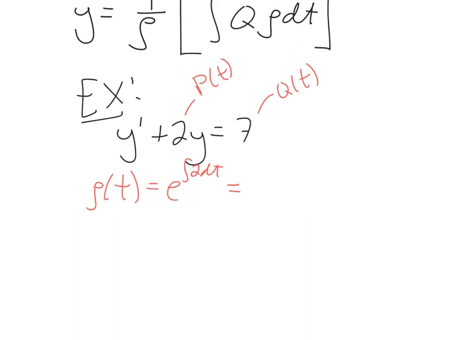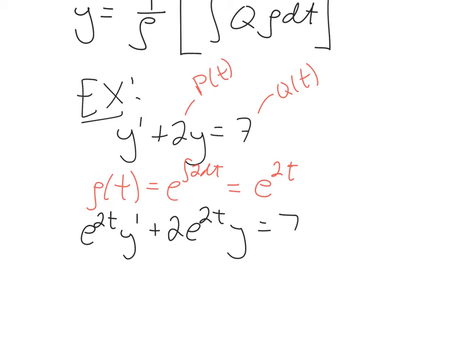Let's see, integral of 2 is 2t, so this is e to the 2t. And notice I did not put a plus c on that. The plus c is going to come out in the wash at the very end here. I multiply both sides of the differential equation by e to the 2t. So we got e to the 2t times y prime plus 2e to the 2t times y equals 7e to the 2t.